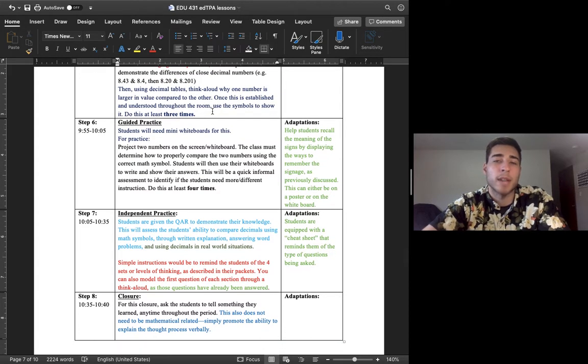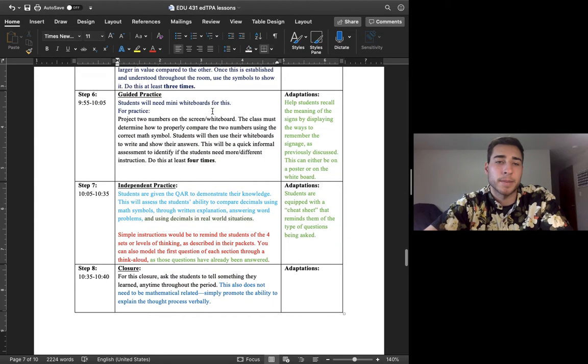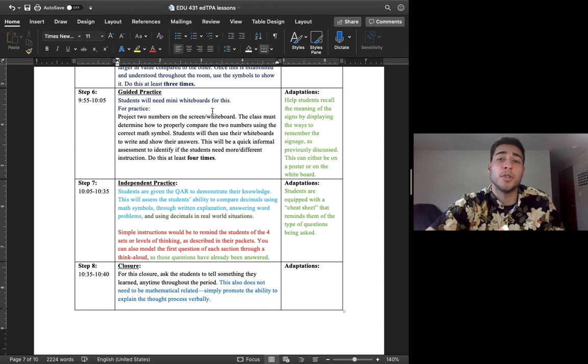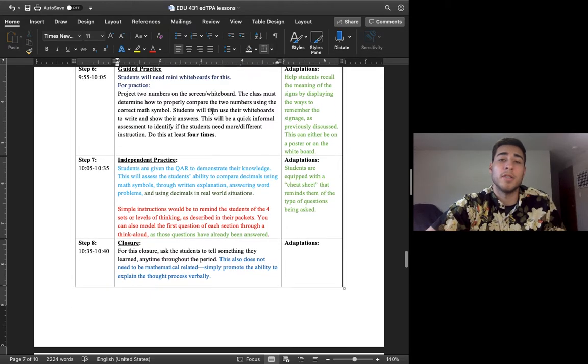We'll do that at least 3 times, and then if the students are ready, then we'll jump into the guided practice. So the guided practice, students are going to use the mini whiteboards. I'll project up 2 decimal numbers, and what students will do is then write the correct answer of the symbols on their whiteboards and then just show it to me, demonstrating that they understand what the symbols mean in relation to comparing the numbers.